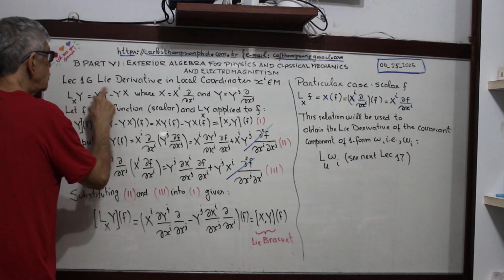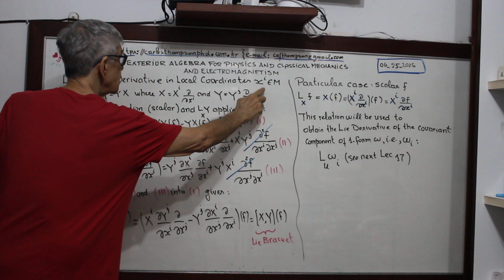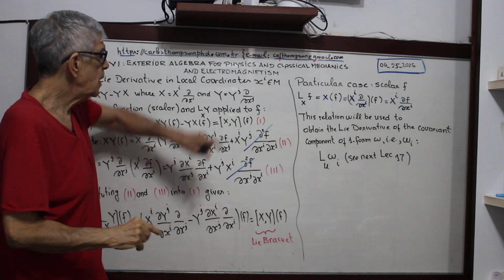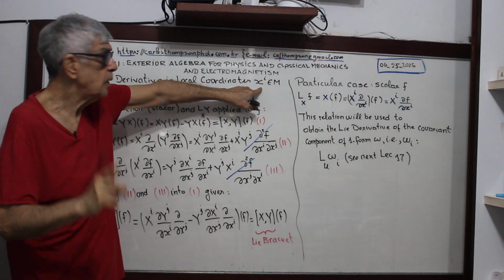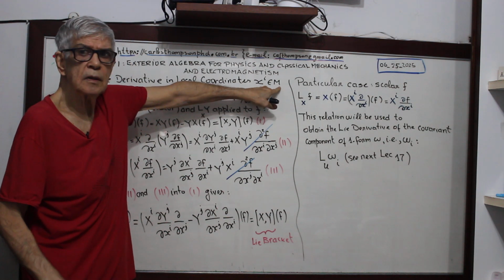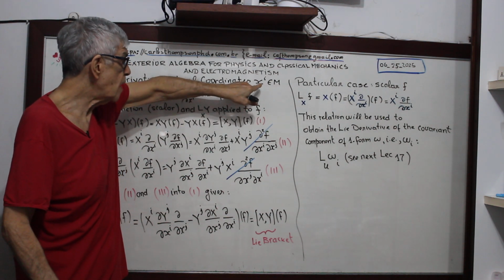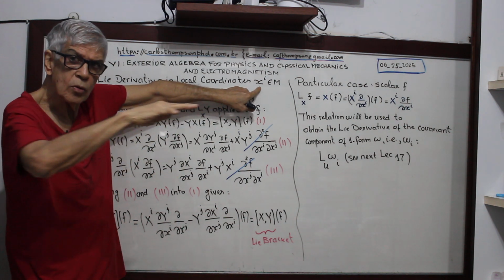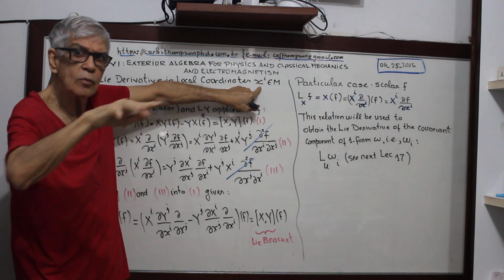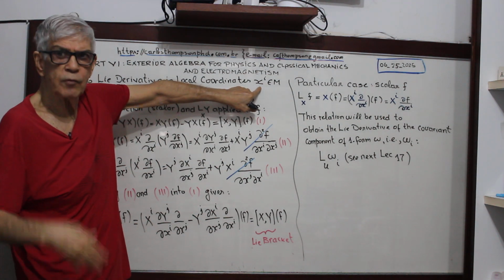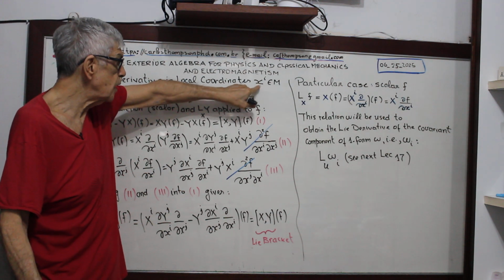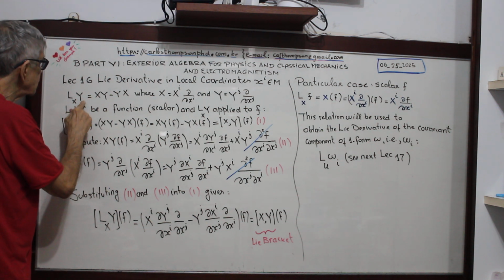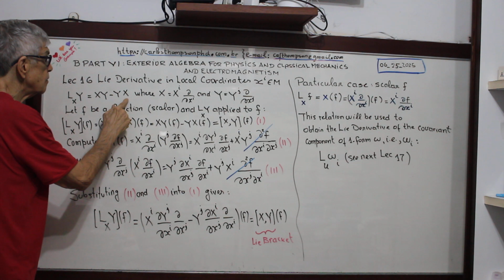Lecture 16, Lie derivative in local coordinates. ξ belongs to the manifold M. Don't forget, ξ is a label that lives in the manifold, but ξ is generated by a real line, which has the parameter, for instance, t or lambda. Don't forget that. Now, the Lie derivative L_X Y is XY minus YX.